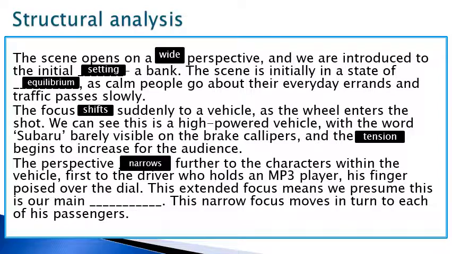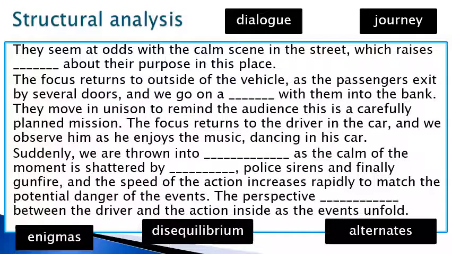The perspective narrows further to the characters within the vehicle, first with the driver who holds an MP3 player, his finger poised over the dial. This extended focus means we presume this is our main protagonist. This narrow focus moves in turn to each of his passengers. So it pans around the different characters. So we go from the setting, the detail of the car, we zoom a little bit, we shift a little bit, but then we narrow into the car and we see each character in turn.